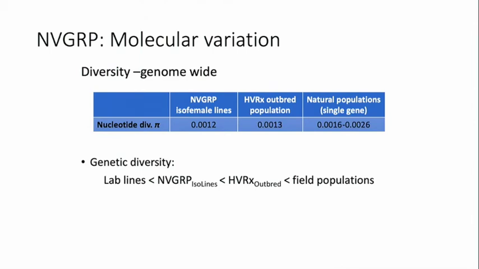If you then look at nucleotide diversity throughout the genome, it's 0.0012, and that is pretty similar to what we see in the outbred population that we keep in the lab. It's lower than what you see in natural populations, although this is a single gene estimate, and of course this varies throughout the genome. But the genetic diversity, the lines are a pretty good reflection of what we have in our lab population.